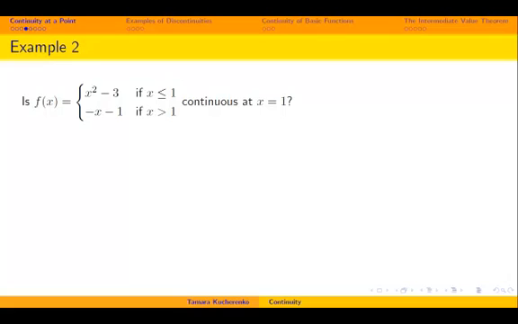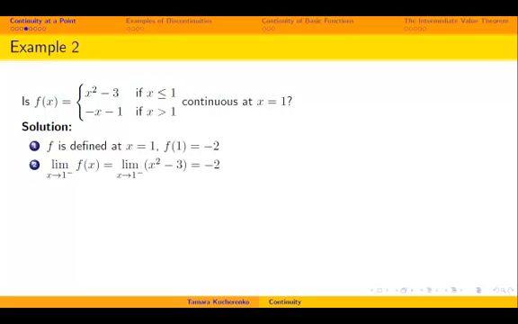A piecewise defined function is not necessarily discontinuous. Let's consider a slightly different function. f of x equals x squared minus 3 when x is less than or equal to 1, and negative x minus 1 when x is greater than 1. Let's check for continuity at x equals 1. Again, f is defined at 1, and f of 1 equals negative 2.